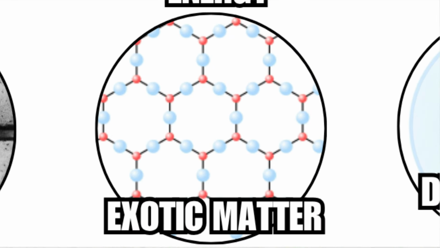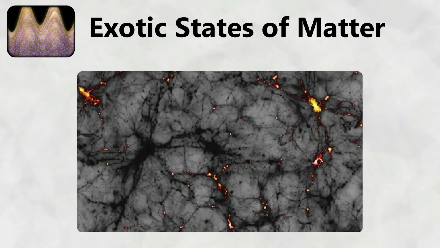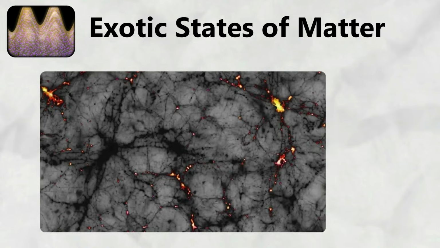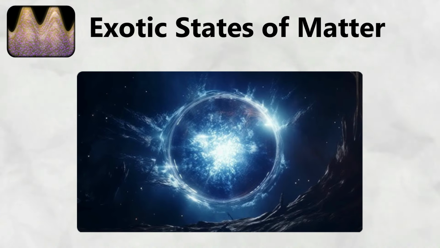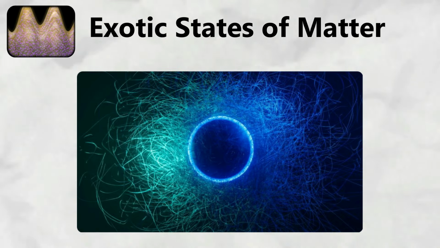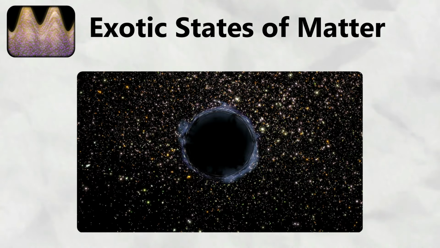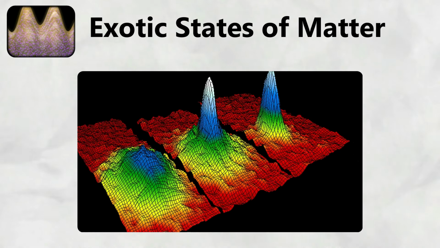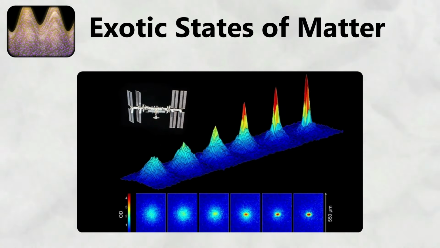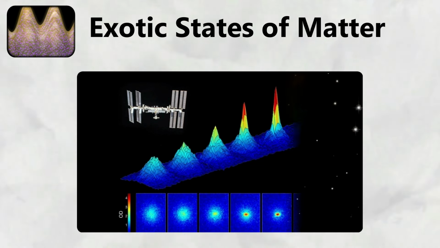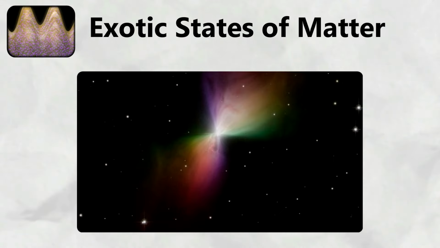Exotic states of matter. Exotic states of matter exist under extreme conditions that are rarely found in everyday experience, requiring temperatures near absolute zero or extraordinarily high energies to form. These states exhibit quantum mechanical properties on macroscopic scales, creating behaviors that seem to defy common sense and classical physics. Bose-Einstein condensates form when gases of certain atoms are cooled to temperatures within billionths of a degree above absolute zero.